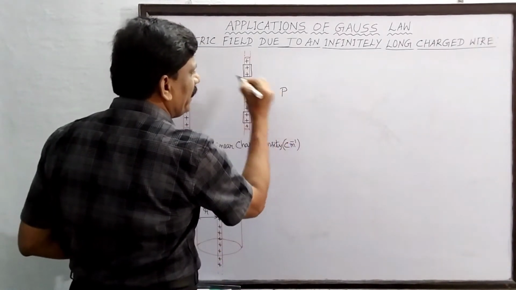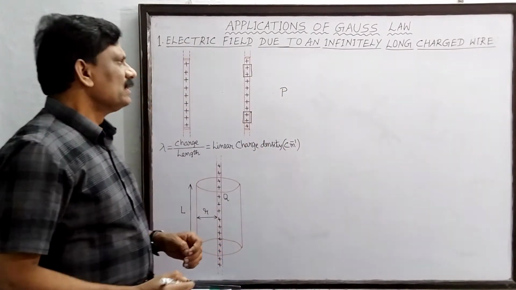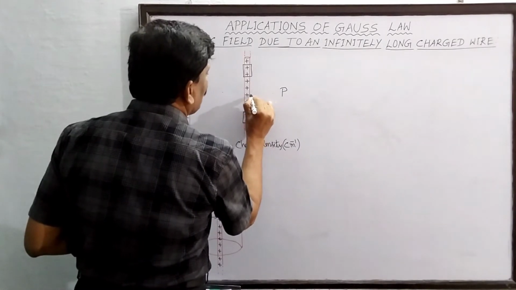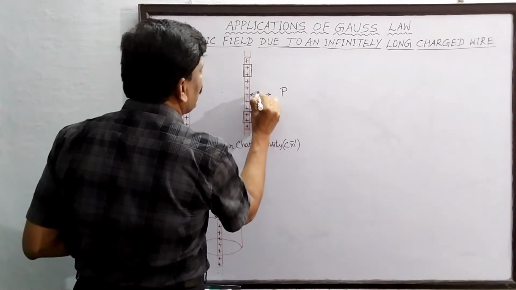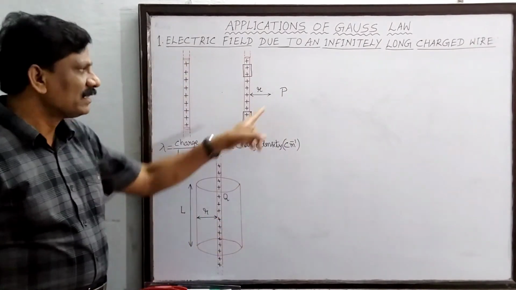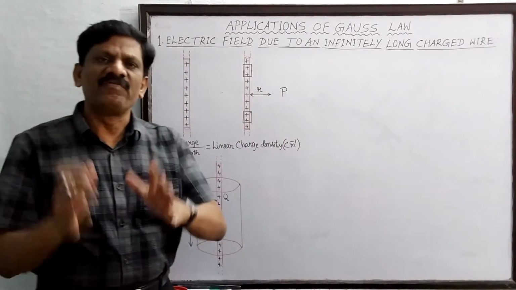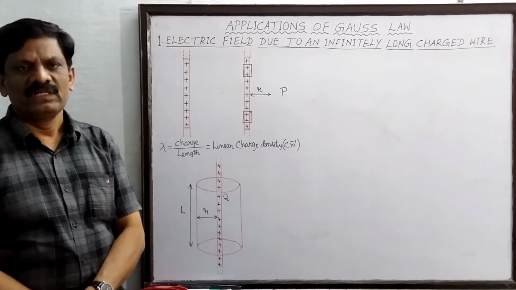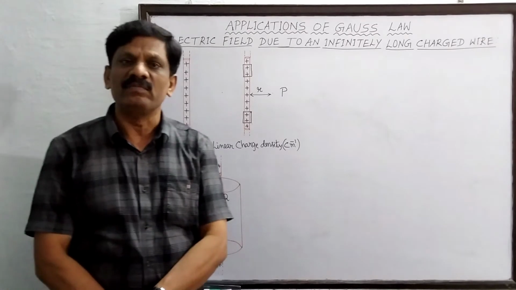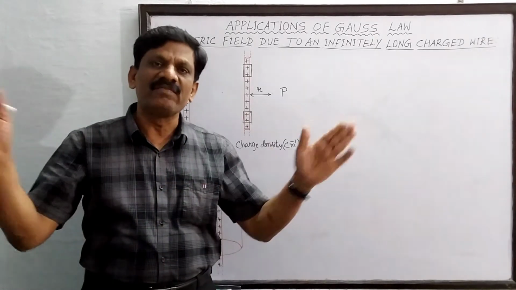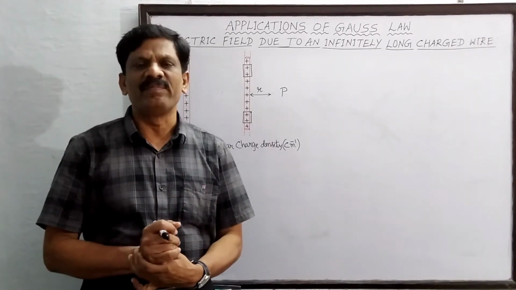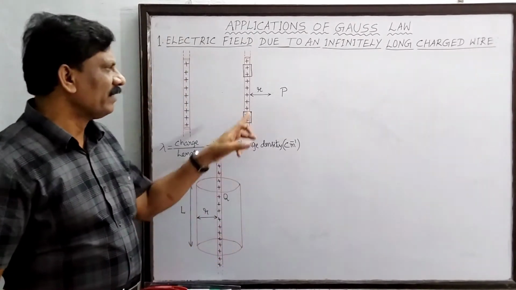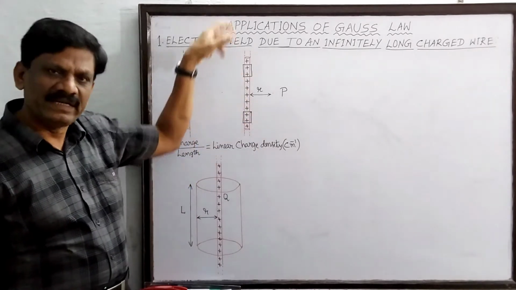For a point P, I will take, this is a point P which is at some distance R. So this distance can be taken as R. At this point, what is the expression for the electric field due to this charged wire? For that, first I will assume the entire length of the wire is made up of small infinitesimal lengths. So I will consider a short length of the entire wire.